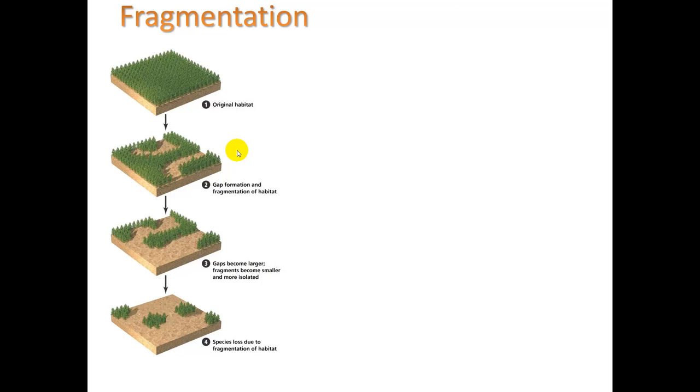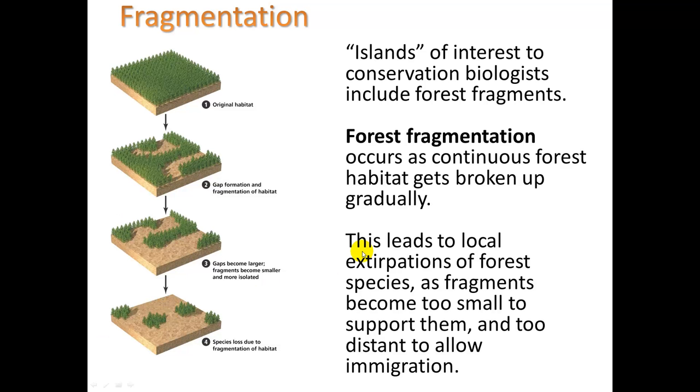So this is a good time to take a look at fragmentation, where you have an original habitat, but through development, clearing for timber or housing, you get gaps forming. And you can still see that this whole part is still continuous here, but as you begin to clear more, now you have smaller continuous parts becoming more fragmented until you have just a few islands left. This is very bad. This leads to local extirpations of forest species as fragments become too small to support them and too distant to allow immigration. And what we really want, ideally, is to maintain at least some continuity.